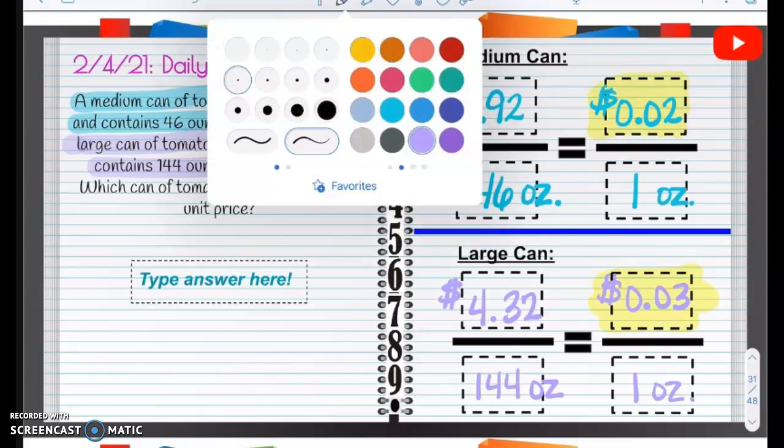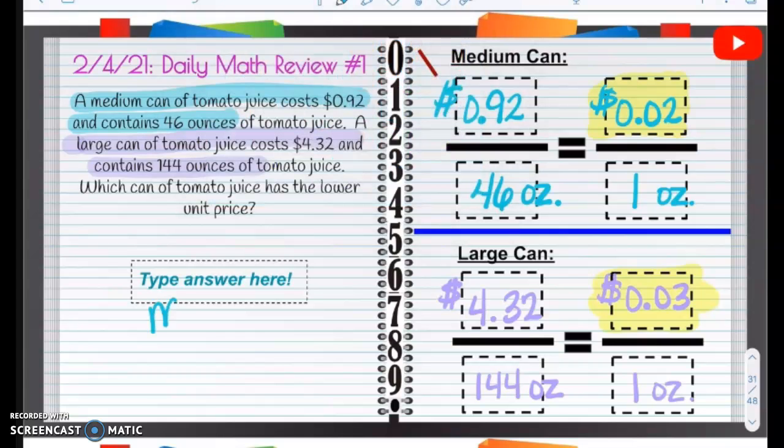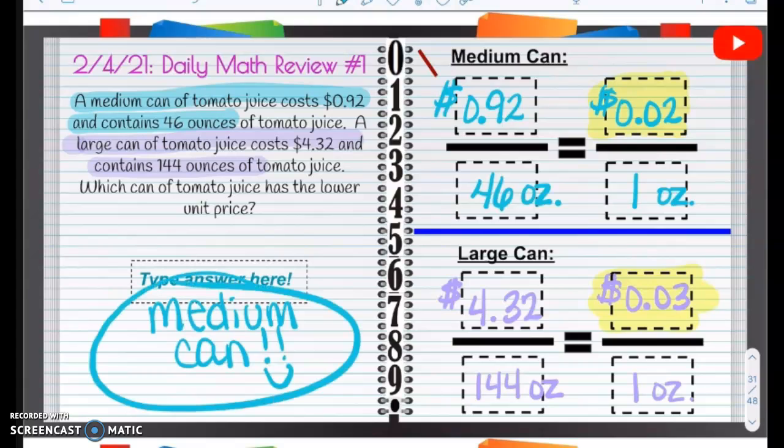So all we're going to write is medium. Or you can put medium can. Woohoo! I'll put a smiley face. And that's going to be our answer there for the first DMR. Great job.